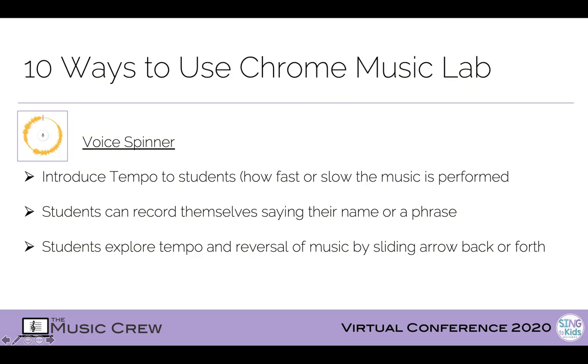The next app we're going to be sharing is Voice Spinner. I like to use Voice Spinner to introduce tempo to students. Tempo is how fast or slow the music is performed. Students can record themselves saying their name or a phrase, and then they can explore the tempo of how that's performed. They can also reverse it so that it plays backwards, and it's just a fun app for kids to explore.